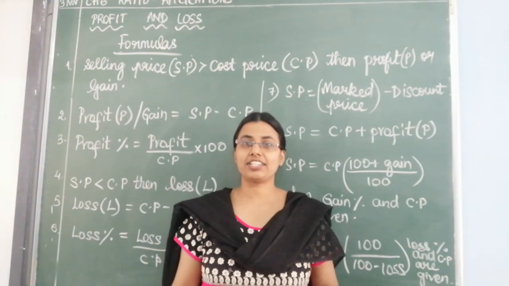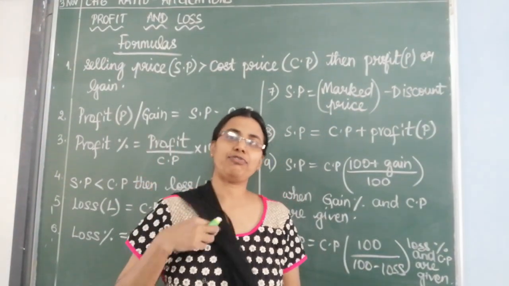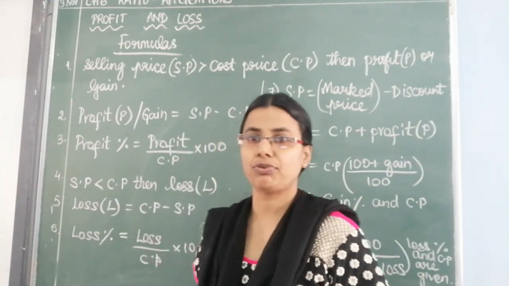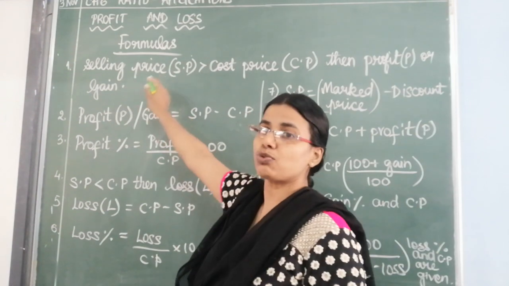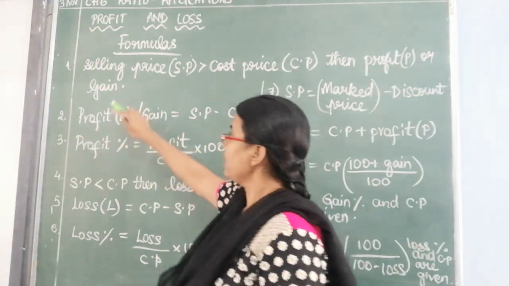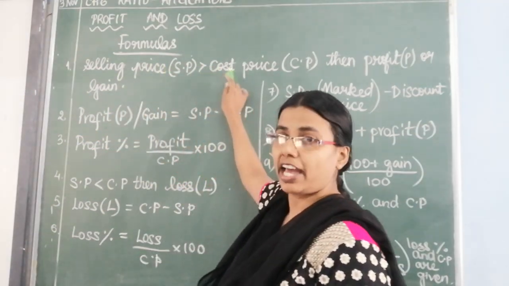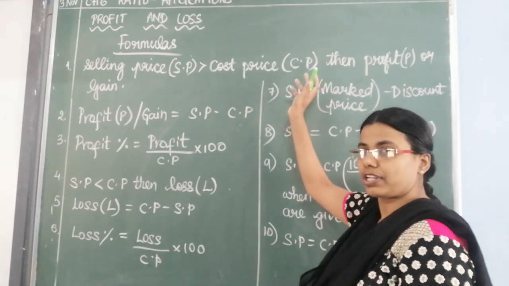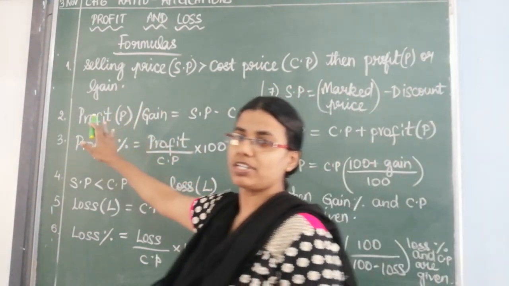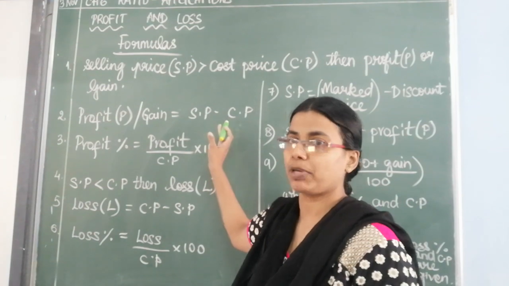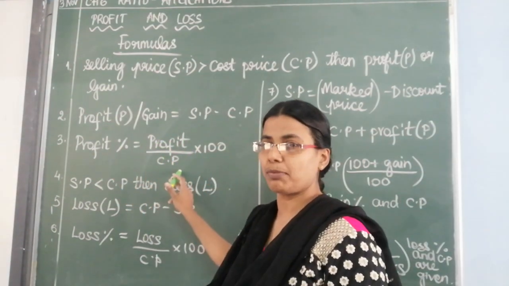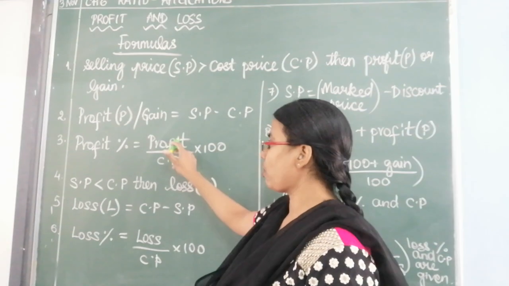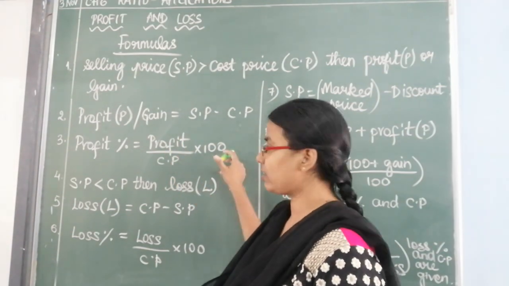Okay children, let us write some of the formulas which are important for solving the profit and loss problems. The first one which we have discussed already: selling price is greater than cost price, then it is a profit. How to find out profit? Profit is equal to SP minus CP. Then profit percent is equal to profit by CP into 100.